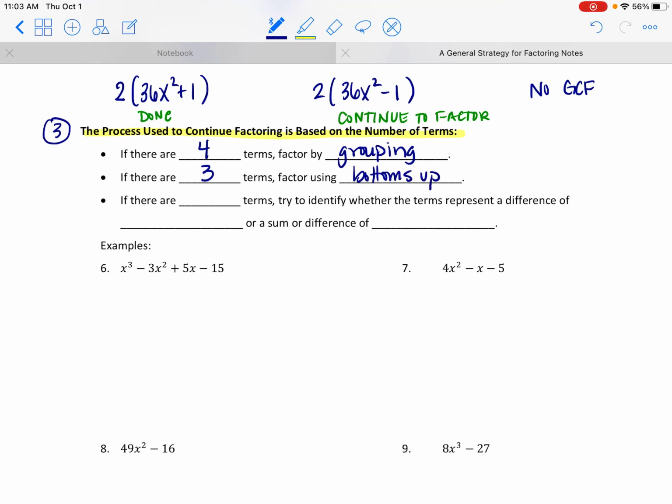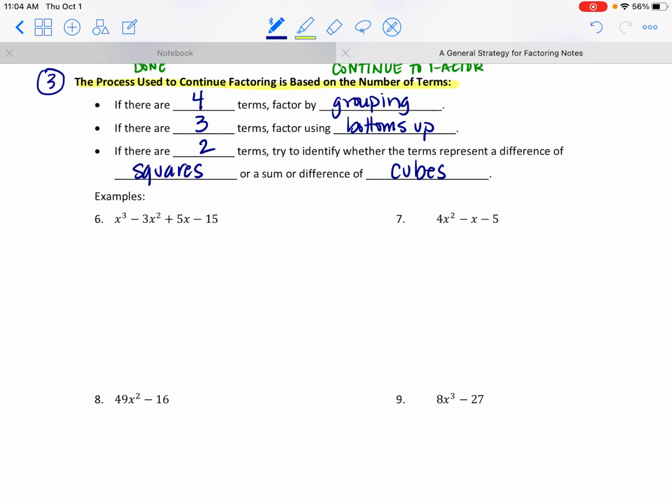And then if there are 2 terms, then you're trying to identify whether the terms represent a difference of squares. And in that case, we'd factor into conjugate binomials. Or do we have a sum or difference of cubes, in which case we could apply our formula, or if you remember the patterns in the formula. Okay? So number 6, for instance, there's our 4 terms.